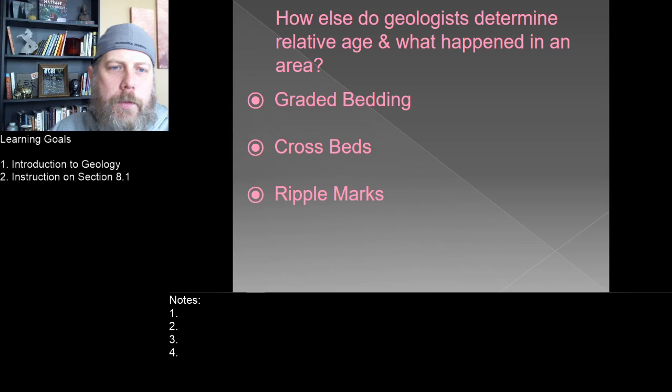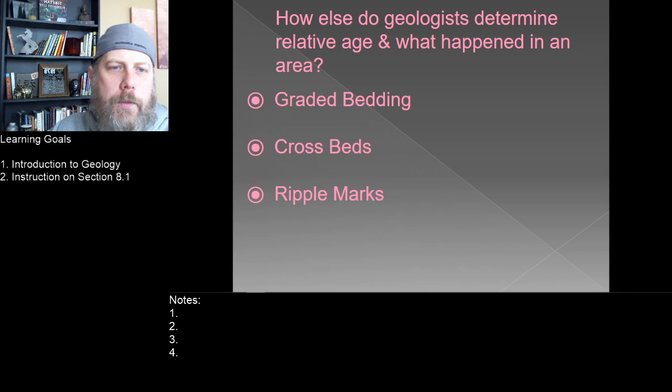Inverse grading, basically what happens is something has taken that rock and flipped it upside down. So you have all the big stuff at the top and all the little stuff at the bottom. That's not how things fall. We know that. If you take a big rock and a small rock, the big rock is going to fall faster than the small rock in water. So in this case, something has happened to that rock and flipped it upside down.